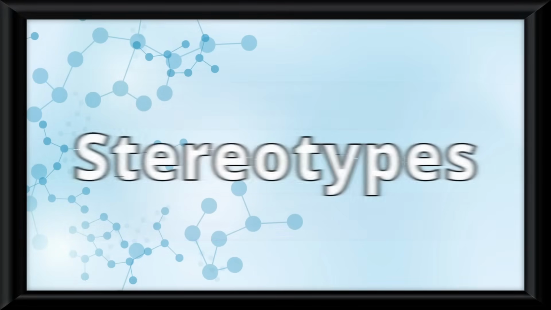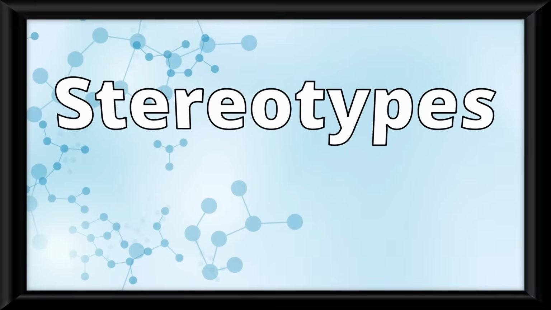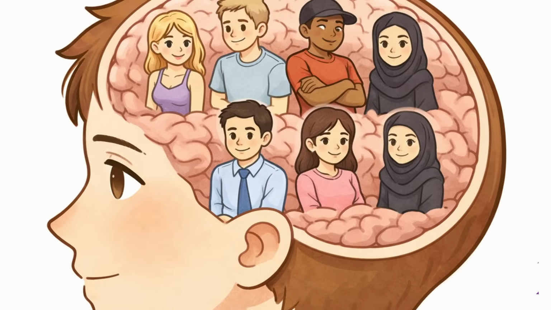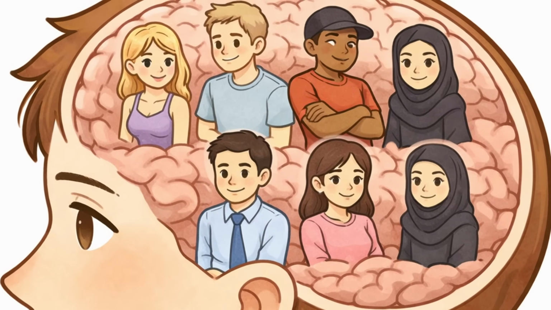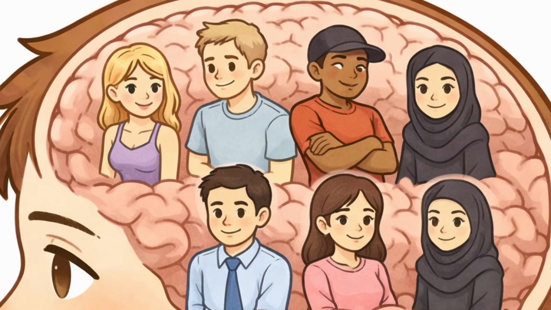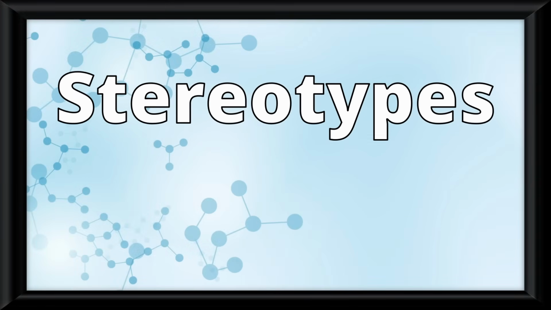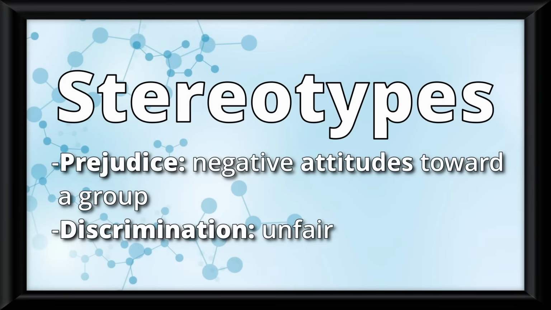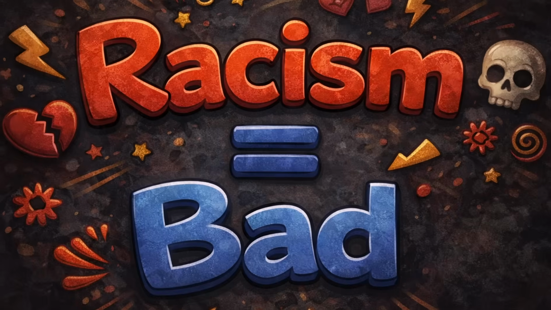Now that's not me defending something like racism or sexism, I'm just saying stereotypes are very normal things all humans do. As for a definition, this will mean when you have a generalized belief about a group of people. The reason this exists is because your brain likes shortcuts and stereotypes reduce cognitive load. The issue is that stereotypes can lead to things like prejudice, meaning negative attitudes towards a group, and discrimination, meaning unfair behavior toward a group. So to put it bluntly, once again, racism equals bad.